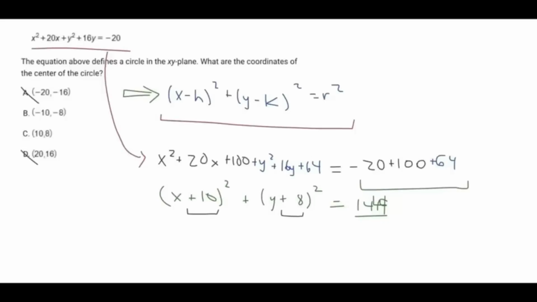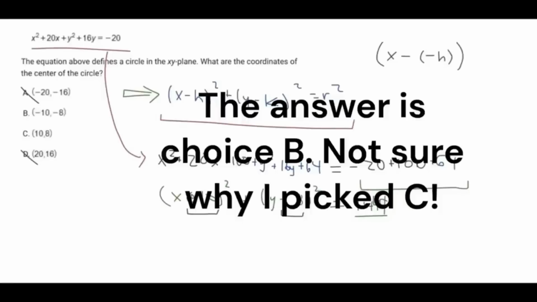Well, no. Because if we have a positive here, what that means is that h is negative and k is negative. Now, why? Well, I'll give you a quick example here. If you have x minus, this is the standard form, with a negative value of h, it'll look like this, right? You're subtracting a negative, which gives you a positive, as you can see here. And therefore, our answer here is just 10, 8.